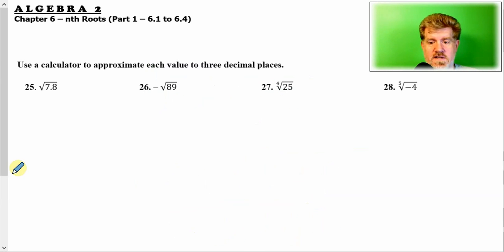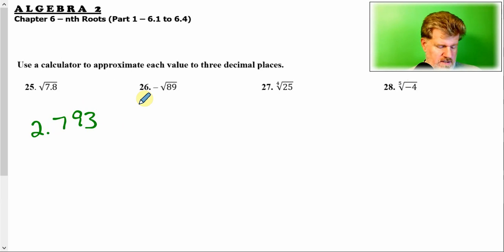All right, and lastly, these are all calculators. Just plug it on your calculator and figure it out. If you're not sure how to do a root, a 4th root or a 5th root, look it up. If you've got an 84, it's just math, and it's the 5th option down. So these are just strictly calculators. 7.8. Whoops, there's 3 decimal places. So 2.793. 89. There's a negative on the outside, so that stays. 9.434. The 4th root of 25.